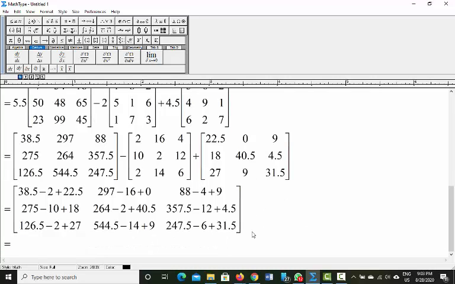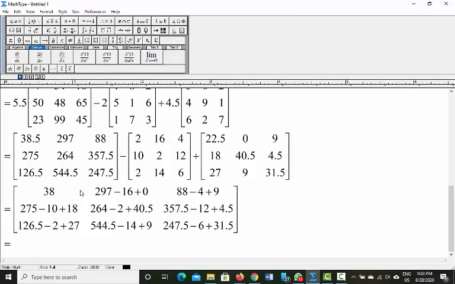Now let us calculate all this. So what we have here, 38.5 minus 2 plus 22.5, which means 59. Now this one, if you deduct 16 from 297, that means 281.